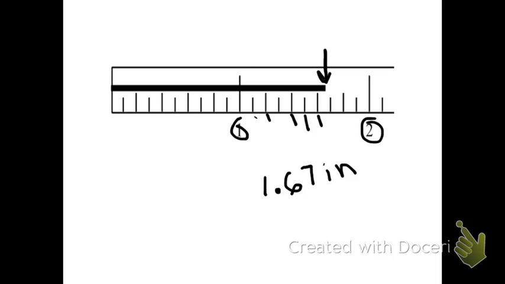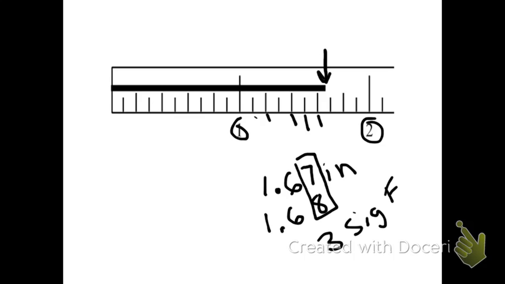Now you might disagree with that last digit, and that's okay. So you might say it's 1.68 maybe. And that's fine, because as long as we agree on the 1 and the 6, but disagree in our last column, which is our estimated digit, then we're okay. Now, again then, our measurement indicates that we can have 3 sig figs in our measurement.